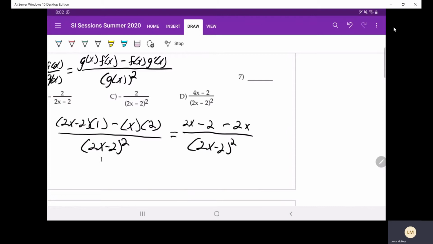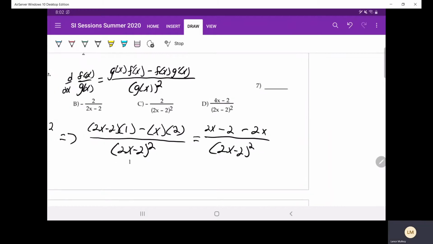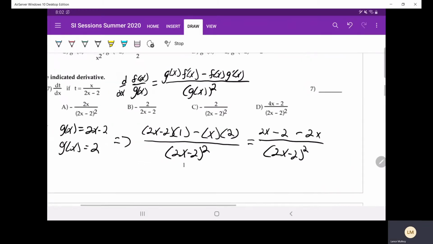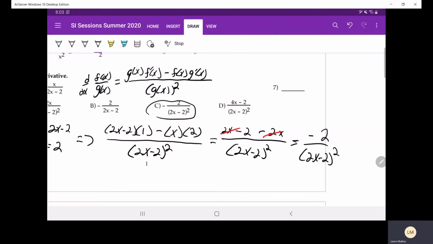And also a helpful tip right here is to leave the denominator like this. Do not FOIL it out unless you absolutely have to get something to simplify. But you can see right here that this 2x and this 2x cancel out, so it equals negative 2 over 2x minus 2 squared. C.